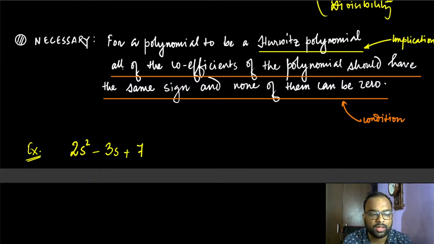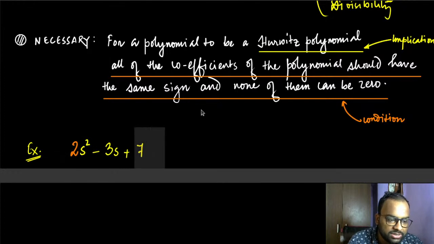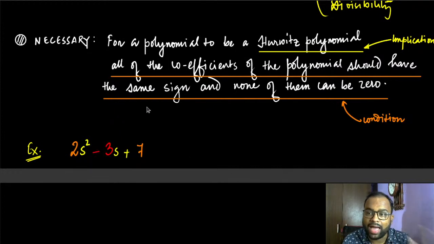Now the question is, what are the coefficients here? What we have to figure out is what the coefficients are. One of the coefficients is 2, and one of the coefficients is 7, and there is a coefficient which is -3, and that is violating the necessary criteria.